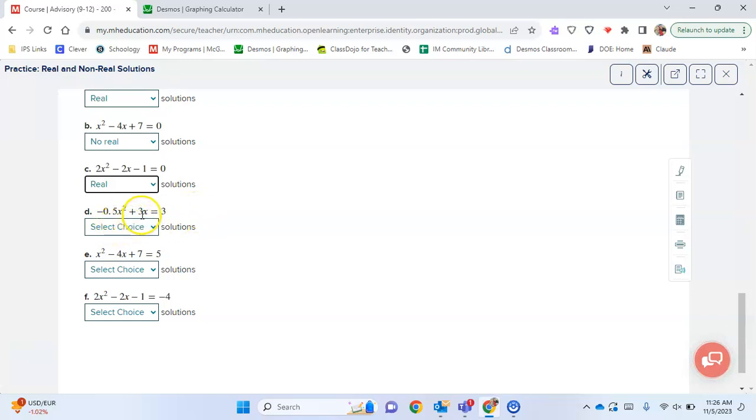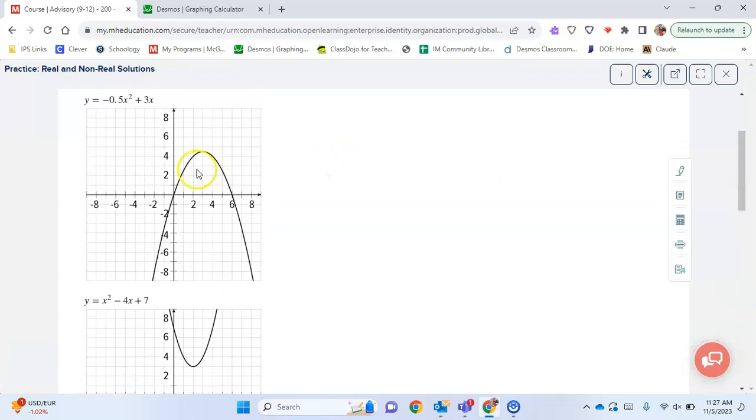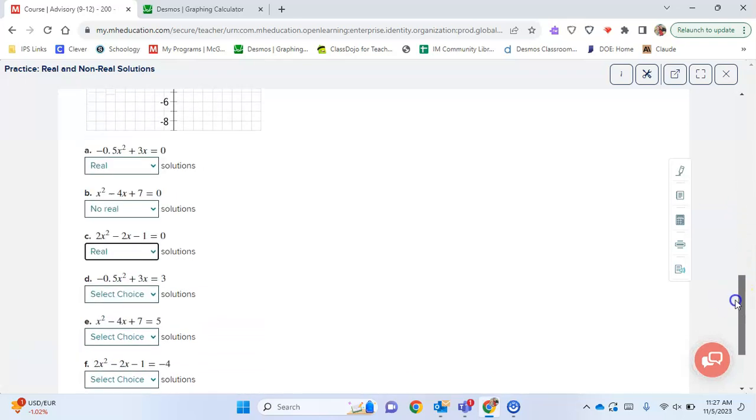They want to know when the first graph touches the line y equals 3. All right, the line y equals 3 is a horizontal line right here. You can see it touches once and twice. Two real solutions.